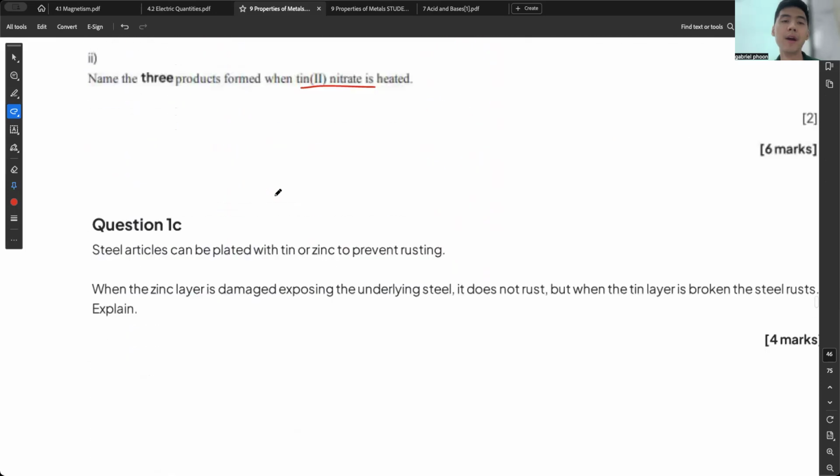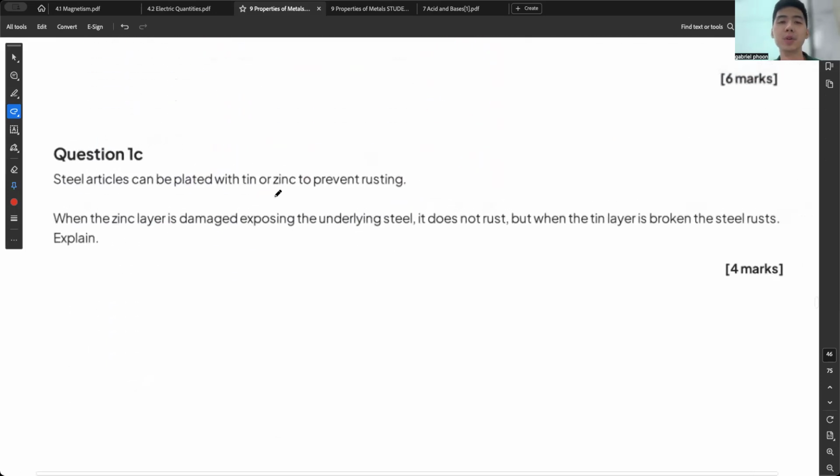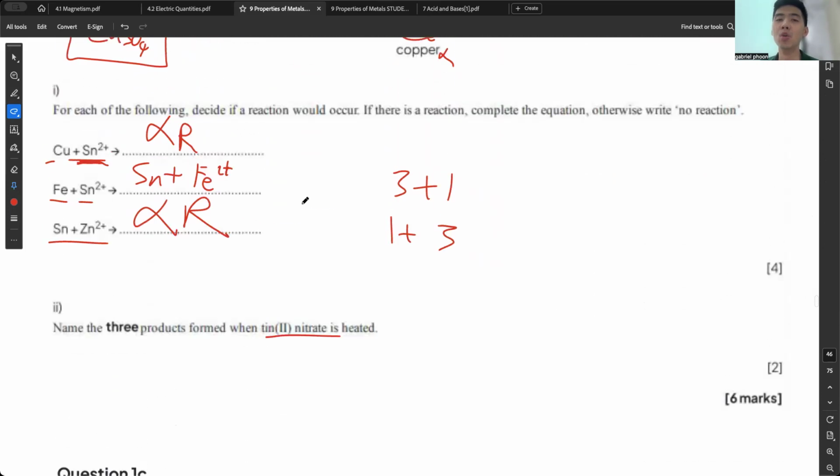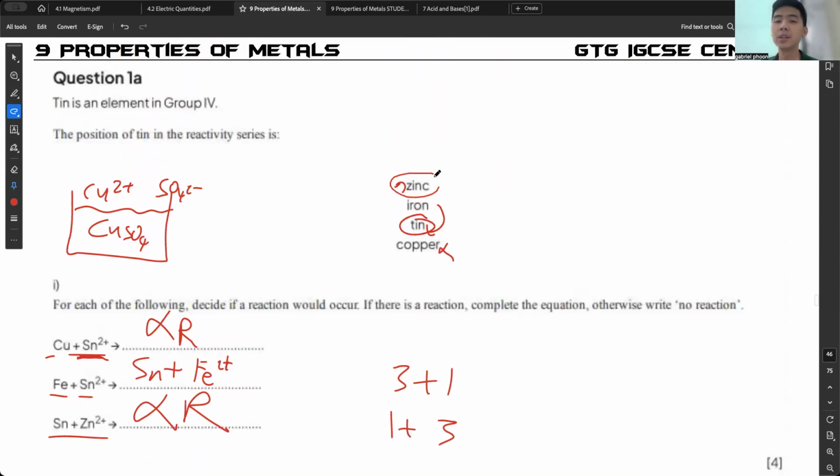Okay? And finally, this last question here is literally the same question as we did just now. Oh, it's not. It's tin and zinc. It's not the same. Is it not almost the same? It's definitely not the same. Tin is less reactive. Yes, tin in fact is below iron. This is more reactive than this, but this is less reactive than this.